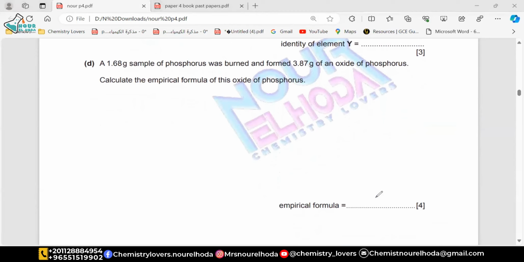Let's check. If I'm going to talk about this, he's saying a 1.68 sample of phosphorus. All of you get the calculators, and do it with me. Okay? Please keep muted. I'm having a sample, 1.68 sample of phosphorus was burned. Okay, I burned it, and 3.87 of oxide is formed. So this means he's telling me it's an oxide of phosphorus.